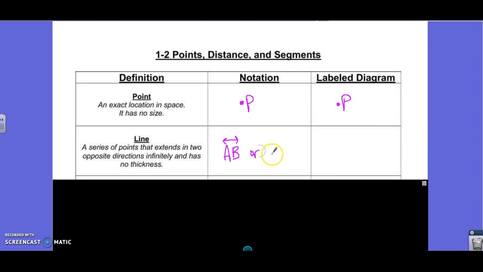You can also see lines named with lowercase cursive letters. So line L might look like that. Line M is another common one. So what it'll look like, if this is an actual full official line, you make sure you have arrows on it because it goes on forever. And that's what line L would look like with that nice cursive L there. And the reason why it would be named line AB is if there were 2 points, A and B, on that line. Okay?